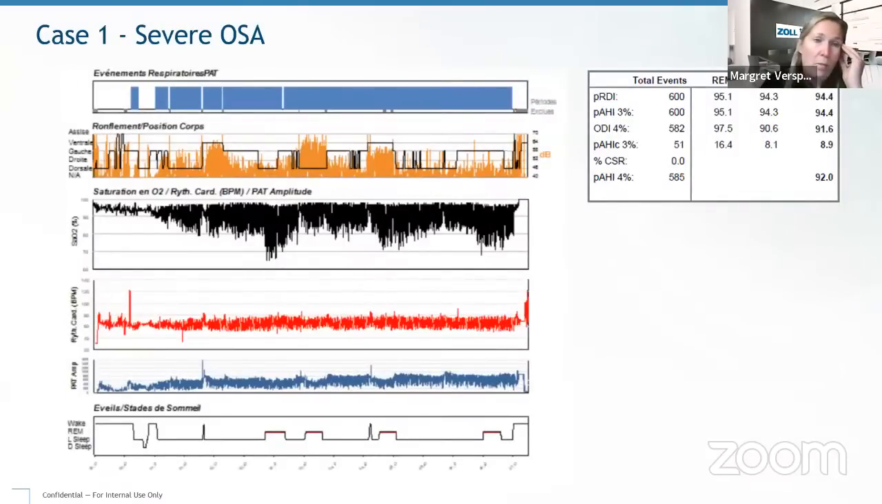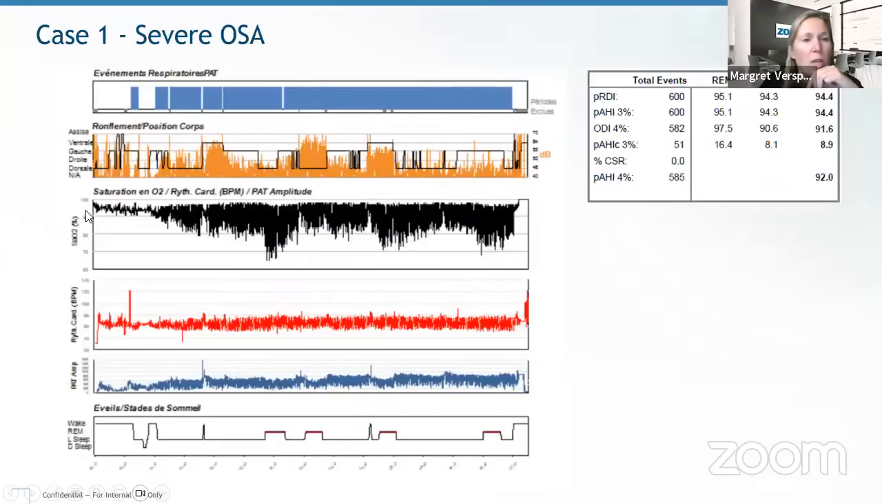Here we have a nice case of severe obstructive sleep apnea. We see there is a big blue block of scored events. We can see there is a lot of snoring, actually in all positions. We see some higher snoring when the patient is in supine, but towards the whole night, there is a lot of snoring.